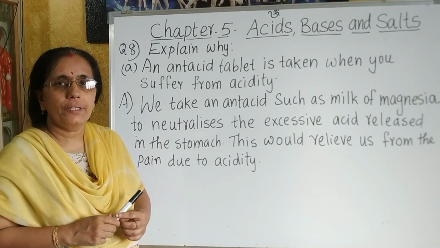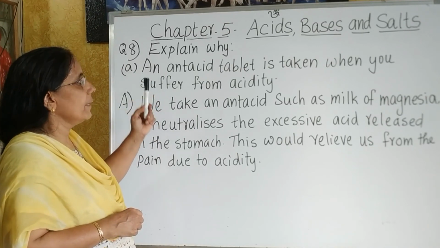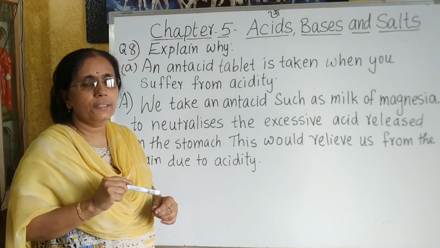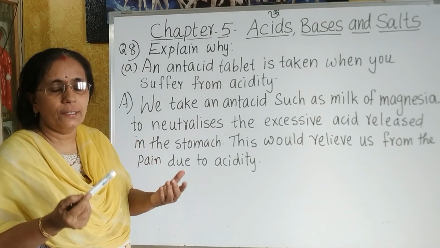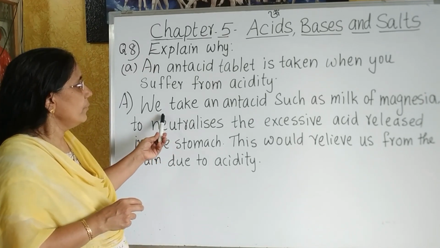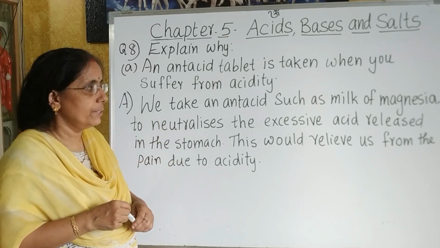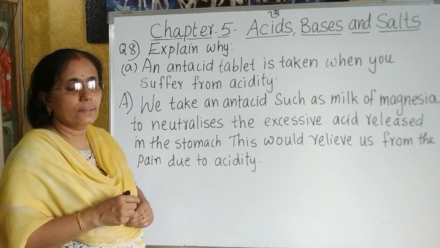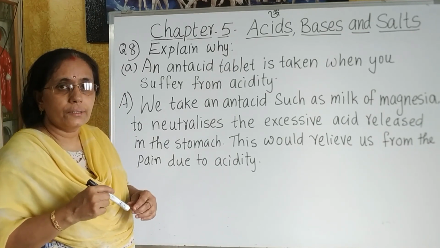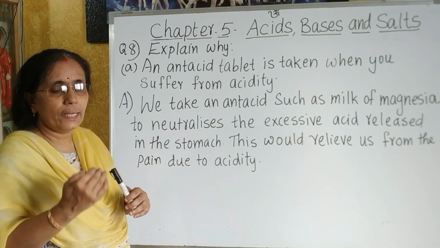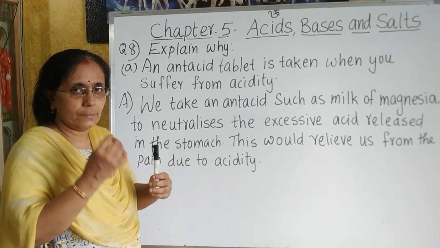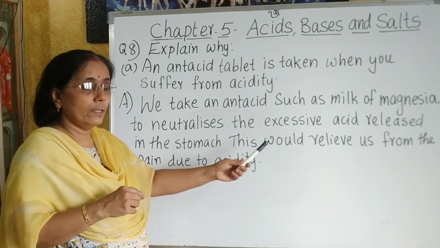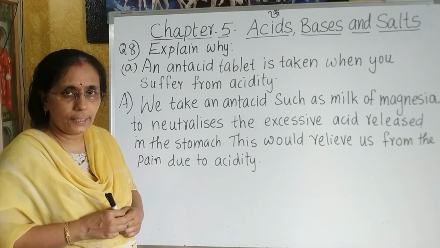Now we will discuss some give reason questions. First one, an antacid tablet is taken when you suffer from acidity. Antacid is the name given to the medicine that relieves us from the acidity. So, we take an antacid such as milk of magnesia, that is magnesium hydroxide, to neutralize the excessive acid released in the stomach. After the neutralization of the excess acid with the base taken in the form of this antacid, it will relieve us from the pain caused due to the acidity.